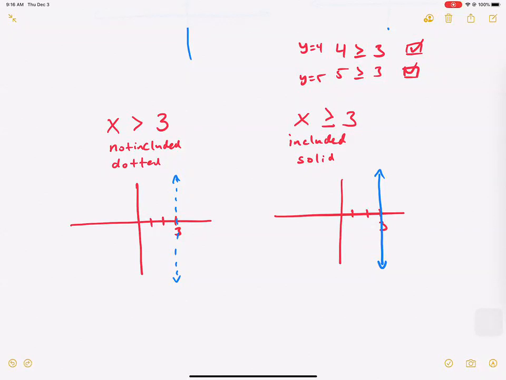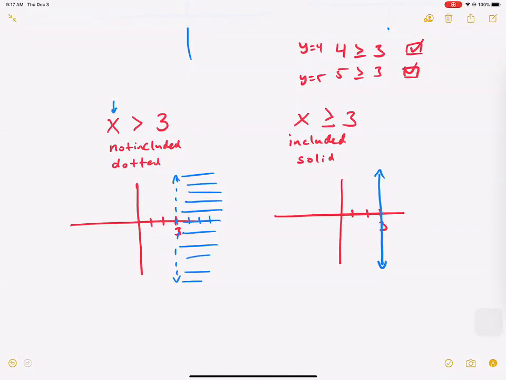So let's look at the shading. X is greater than 3. So give me a number that's greater than 3. In your mind, think of a number that's greater than 3. So a number greater than 3 would be maybe 4, 5, or 6. So isn't 4, 5, and 6 all on the right side here? So all these values are allowed.